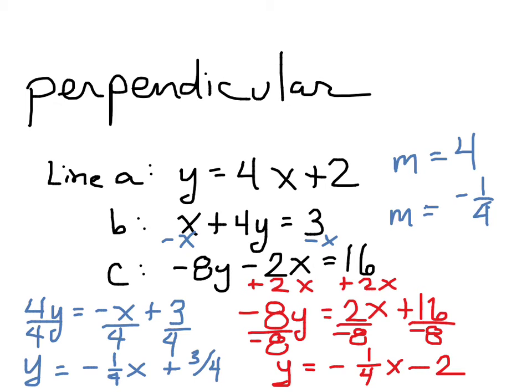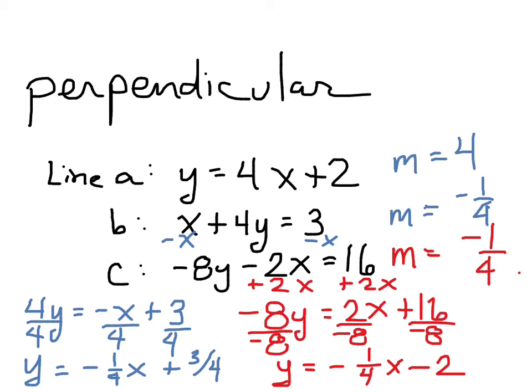So what's the slope of this line, of line C? Negative 1/4. Now, the question is, which lines are perpendicular? So, when you look at these two slopes here, B and C, they are the same. The same slopes mean that they would be what? Parallel. They'd be parallel.